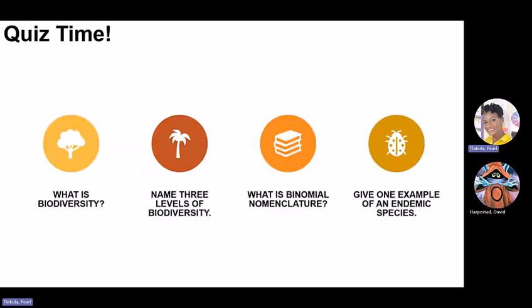So let us do a quiz. What is biodiversity? Name 3 levels of biodiversity. What is binomial nomenclature? Give 1 example of an endemic species. So I'm leaving you with this quiz. I want you to go and research, use the SANBI website, and also go to the South African Zoological Zoo website. You will find these answers and even more.